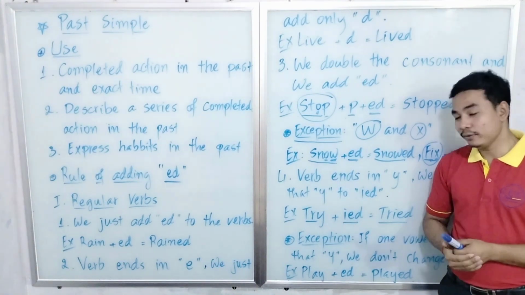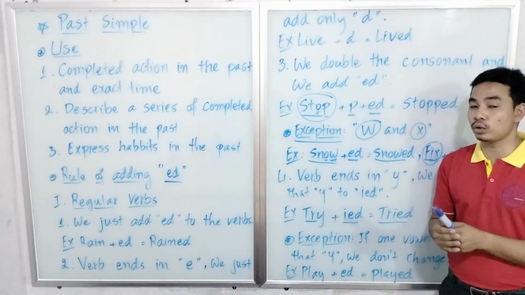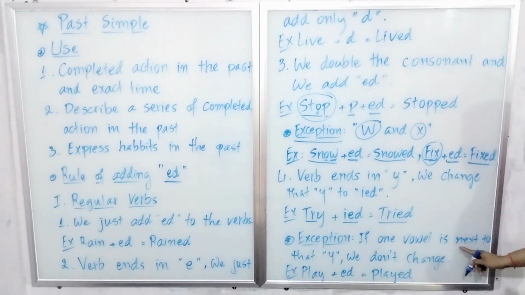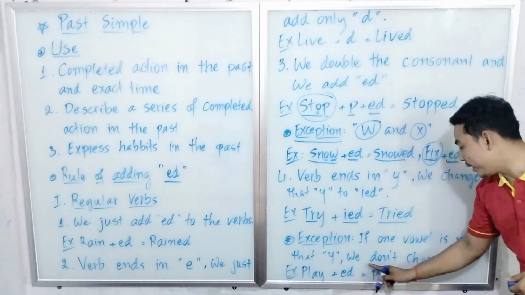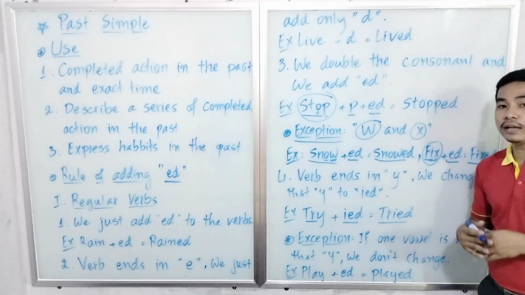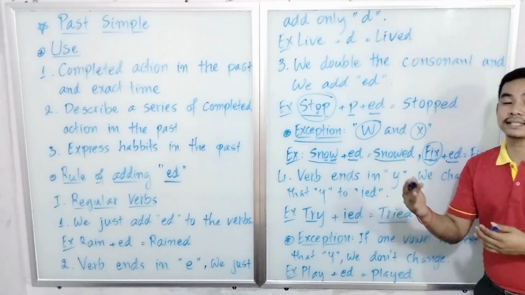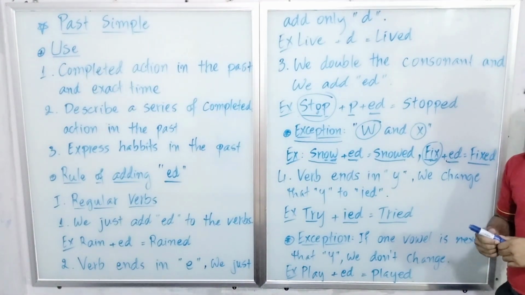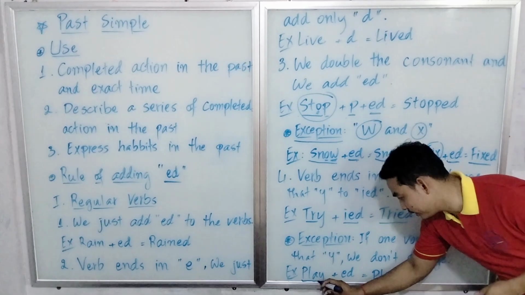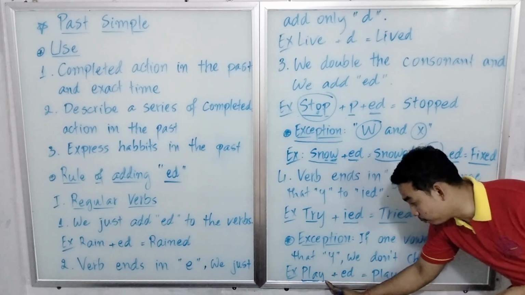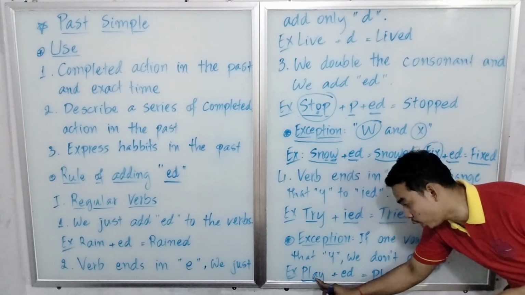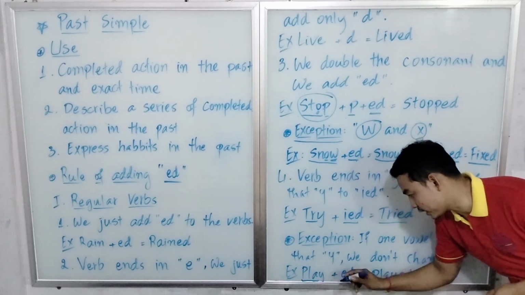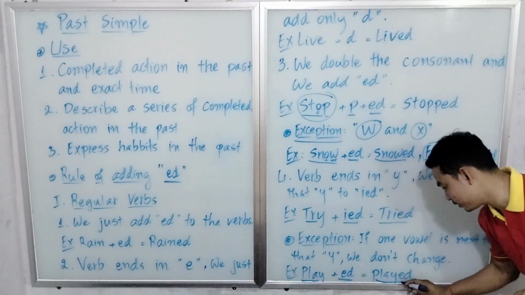But here we also have an exceptional rule. Look at this. If a vowel is next to that y, we don't change it. So how do we do it? We just add ed. We don't change that y to i. Look at the example, play. Actually it ends in y, but remember that there is a vowel next to that y, so we don't change it. We just add ed. Played.